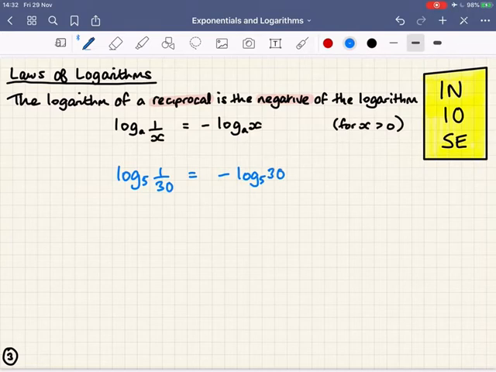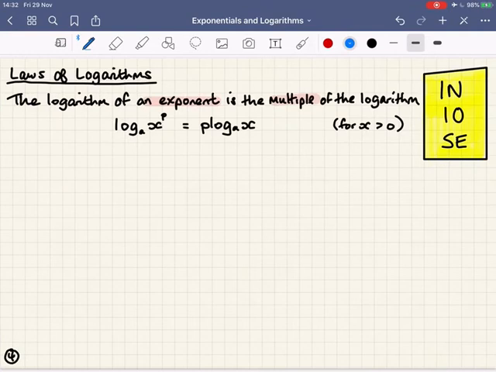So using the previous rule, I would have got rid of log to base 5 of 1 and replaced it with 0. Nice easy one. Now if we're taking the logs of an exponent, so this time we've raised something to a power, we get a result that is the multiple of the logarithm. Let me show you what I mean.